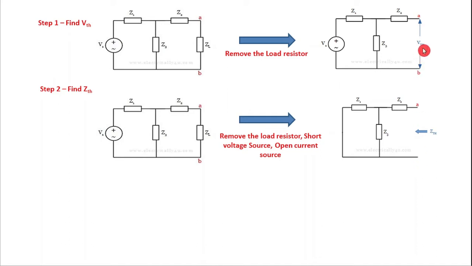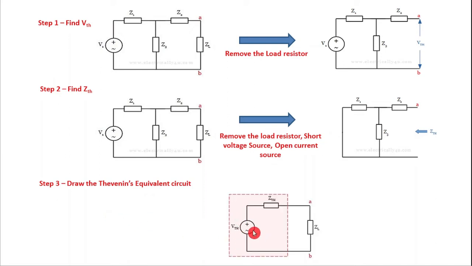Once you determine Vthevenin and Zthevenin, then we can draw the Thevenin's equivalent circuit, which is the third step. Thevenin's equivalent circuit is simply drawn with the help of the Thevenin's voltage and Thevenin's impedance that are connected across the load impedance. Okay, so this is the process of determining the Thevenin's equivalent circuit. From the Thevenin's equivalent circuit, it is very easy to determine the current through the load or voltage across the load.